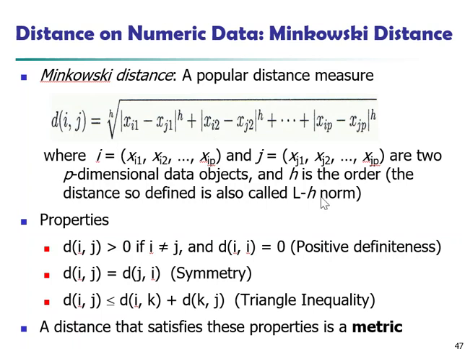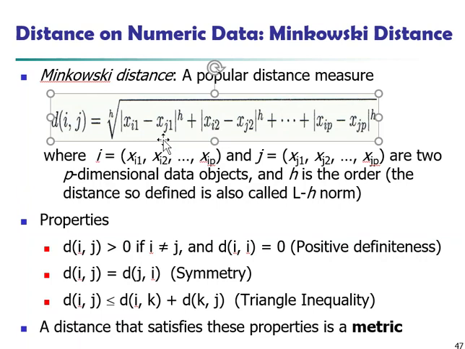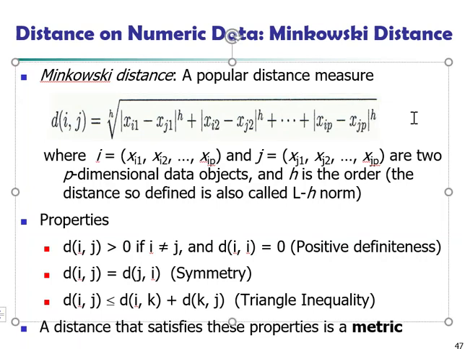So to measure the distance among observations described using numerical attributes, we will use Minkowski distance. Minkowski distance is a very popular distance measure on numerical data. Here we have this formula. So you see probably right away that it's very similar to Euclidean distance if we put 2 here, replace h.